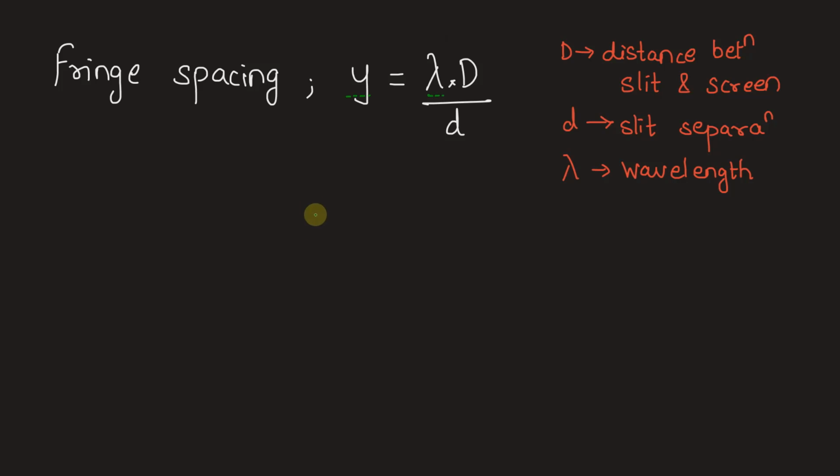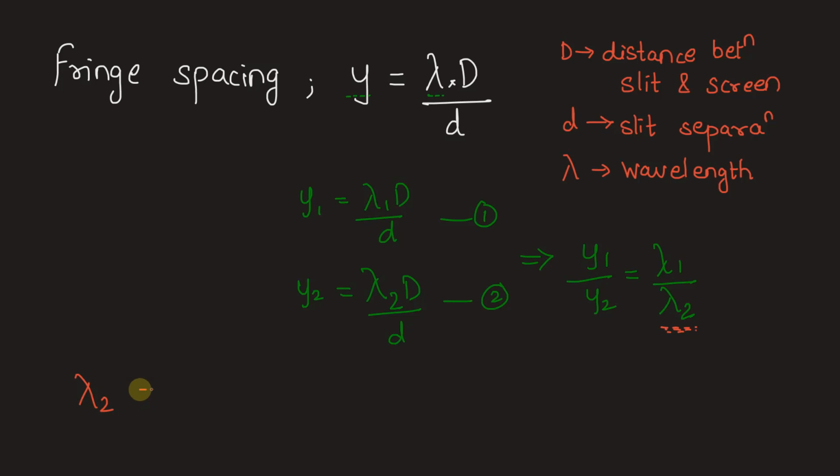That is why we can say that y1 equals lambda 1 D by d. Capital D and small d remain the same for the second incidence of monochromatic light of wavelength lambda 2. Fringe spacing is y2 equals lambda 2 D by d. If we take the ratio of 1 and 2, we get y1 upon y2 is equal to lambda 1 upon lambda 2. Now we are being asked to find the wavelength of the second monochromatic light. So we can find lambda 2, taking terms to one side, as lambda 1 times y2 by y1.